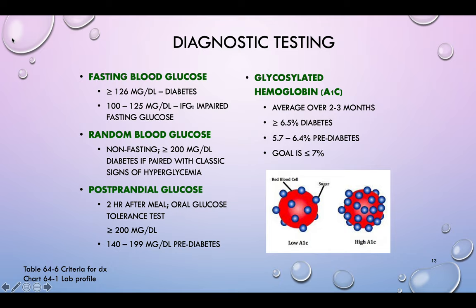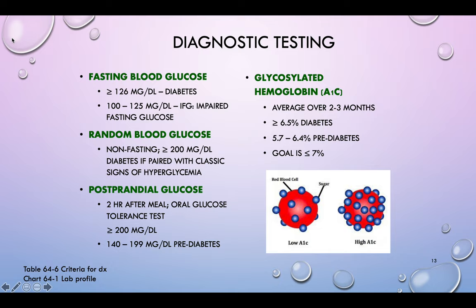Or I might do a fasting and some random blood glucose checks. If they're non-fasting, their random is greater than 200, and they've got signs and symptoms maybe of hyperglycemia, that's also indicative of diabetes. Postprandial just means after the meal. Postprandial glucose, so we might check 2 hours after a meal, and you start your count from the moment a piece of food gets in your mouth. So if I was going to eat at 3:30, my count would start at 3:30 and I'd check again at 5:30 to see what my blood sugar was.